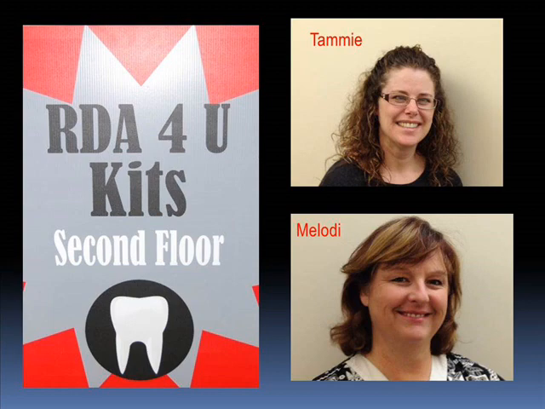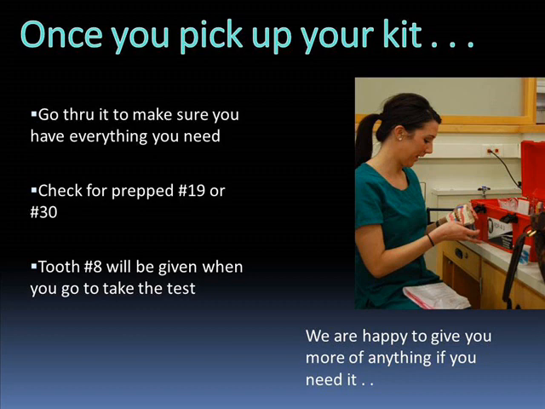Once you pick up your kit from us, you go through it and make sure you have everything you need. You're going to check for the prepared tooth, 19 or 30, depending on what you're going to be testing on. You're going to check and make sure that you've got the unprepped number 8 in the tooth. The prepped number 8 will be given to you during the test. And let us know if there's anything additional you want. You want more 2x2s, you know, whatever. There's something missing in your kit. This is your test. You want to get there extra early and just make sure you're totally prepared.